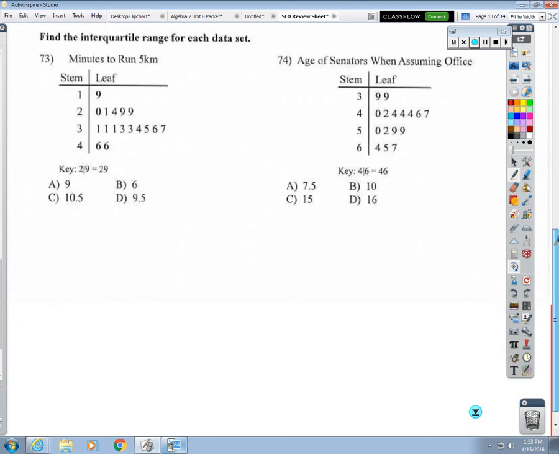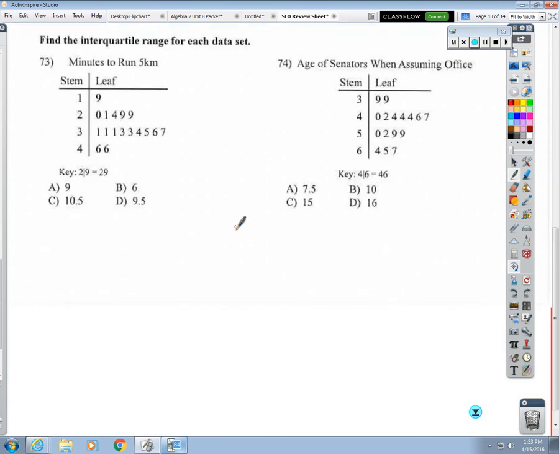Okay, 73. Find the interquartile range for each data set. How do you find IQR? Okay, that is one way of doing it. Okay, but do y'all know how to read the stem and leaf plot? Okay, like they give you a little key, 2 and then the bar 9 equals 29. So what's this 1 and then the bar 9? 19. So what's your next number? 20. What's your next number?